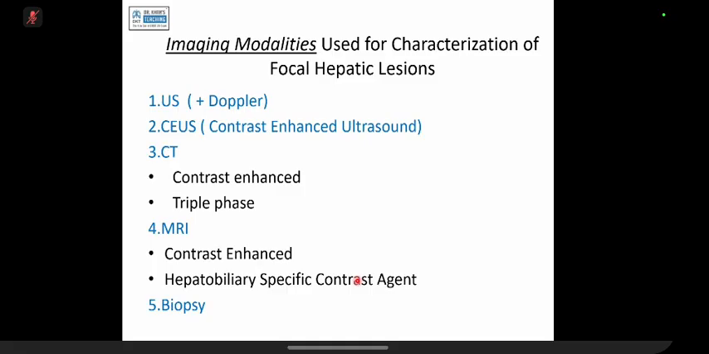Now I'm giving you a take-home point, but I'll give you the example later on. What is the take-home point? FNH. FNH will enhance on arterial phase, right? And it will not show washout on other phases. But because there are normal hepatocytes, it will still retain contrast on the delayed phase. If it is an adenoma, it will not. So this is how you differentiate.